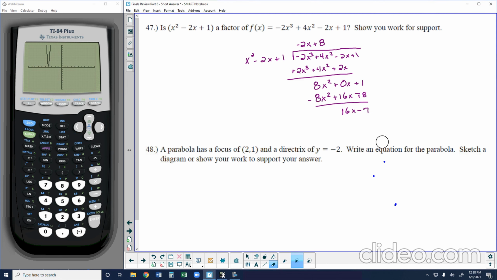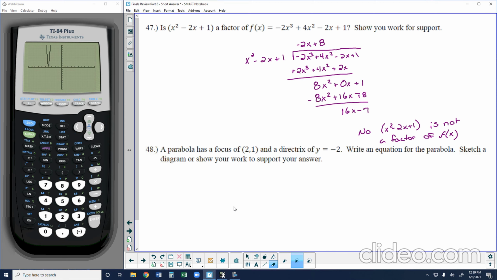So then I would repeat the process, but 16x over x squared can't be divided evenly. So this would actually be my remainder here at the bottom. So we could say that no, x squared minus 2x plus 1 is not a factor of f of x. And that work shows it, that as we have done the division here, we have a remainder, and thus the divisor does not divide the polynomial evenly.